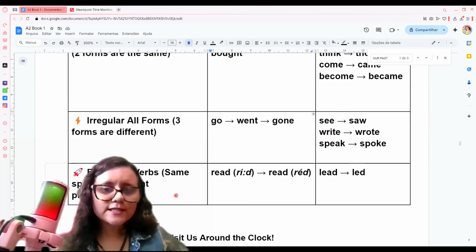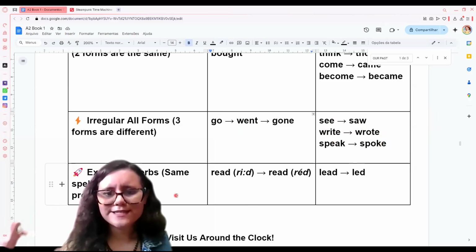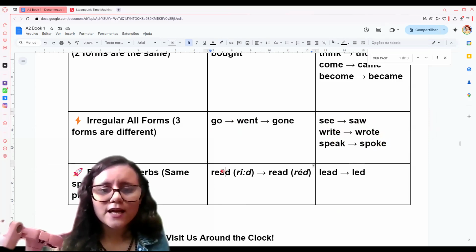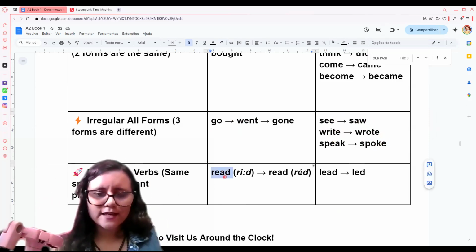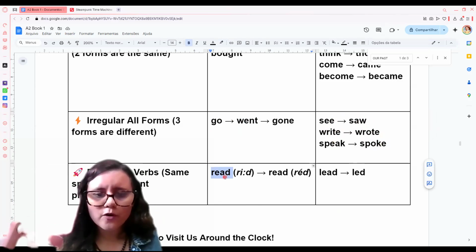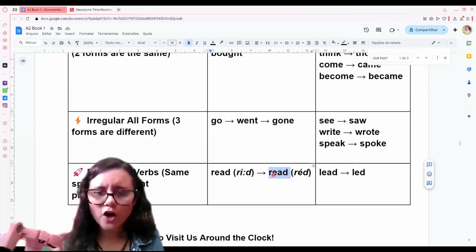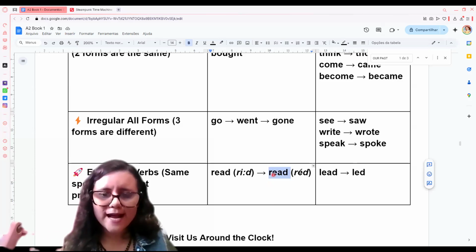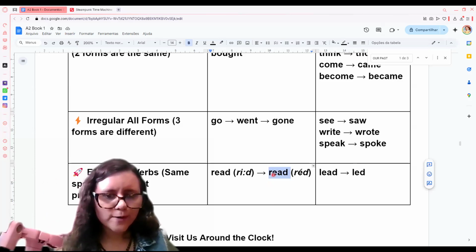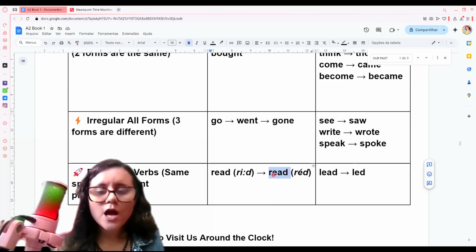Very good. Exception verbs. Same spelling, but different pronunciation. Read in the present, as in, I read a book every day. In the past, we say read, like the color red. Read, read. Repeat.